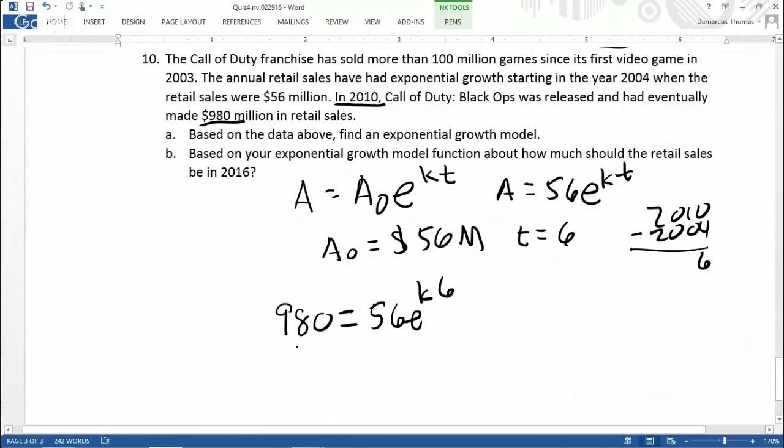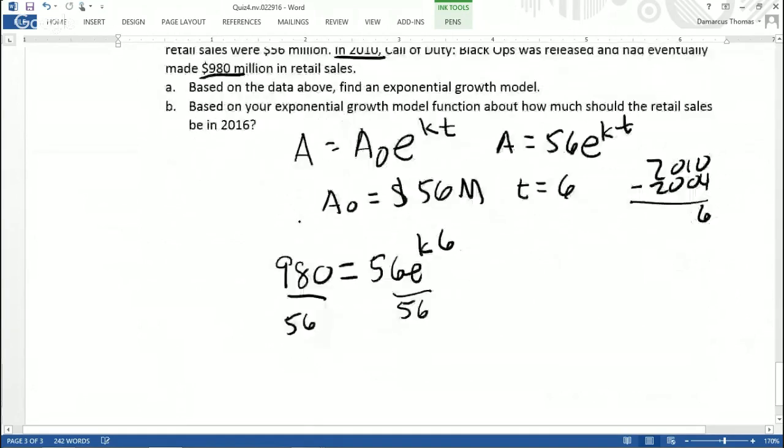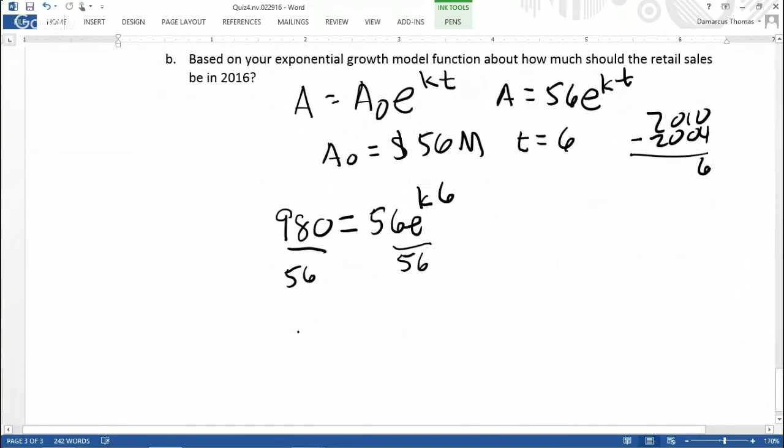Well, if we can solve this equation for k, we will have our growth model. Divide both sides by 56. So we get, I'll switch the equation to the other side, e to the 6k is equal to 980 over 56. Notice I did not figure out what this decimal approximation is just yet. If you do that, sometimes you can get a round off error. You're going to be careful about that.